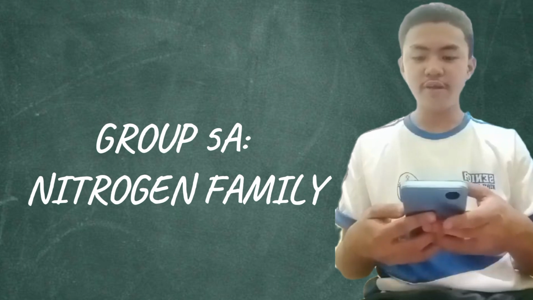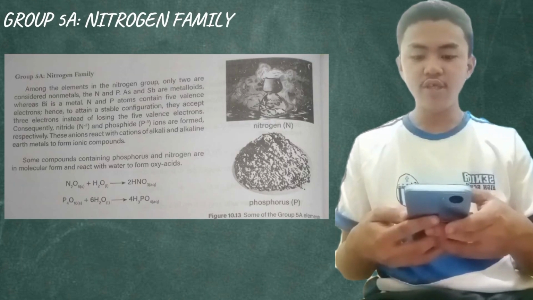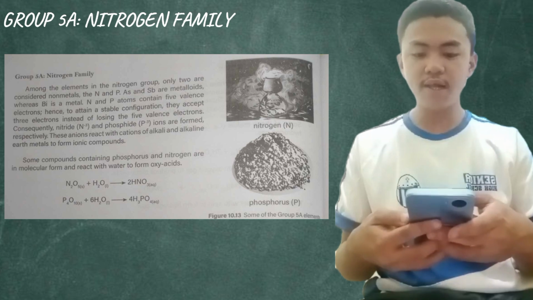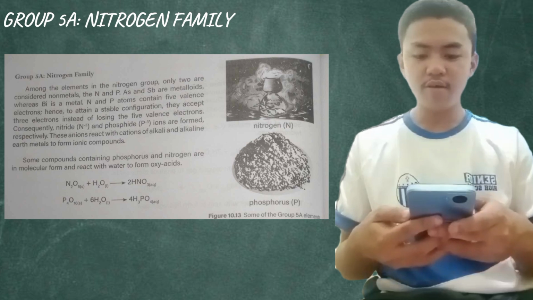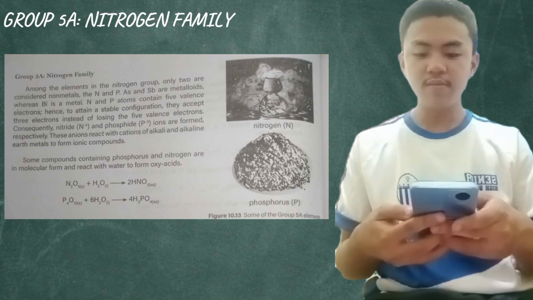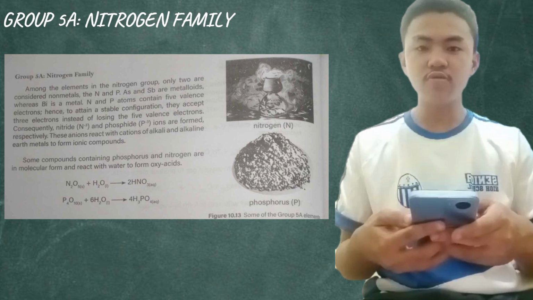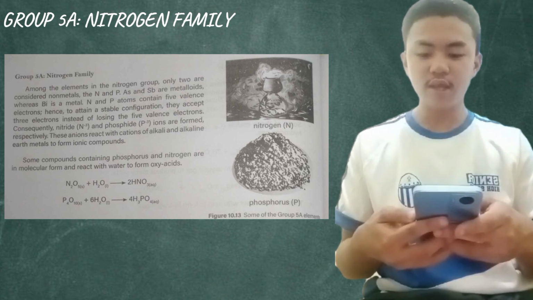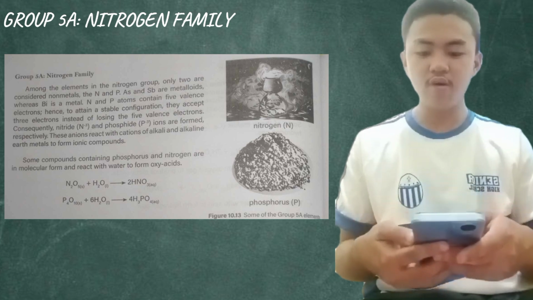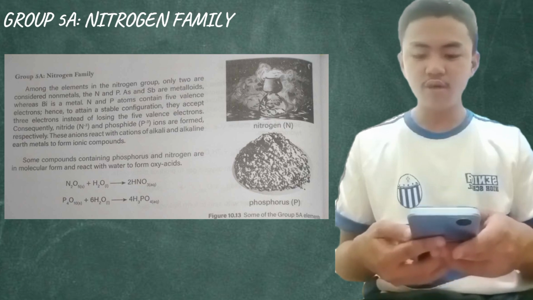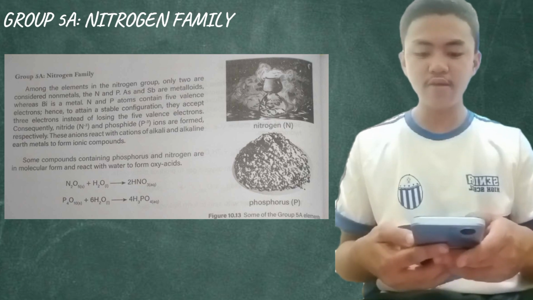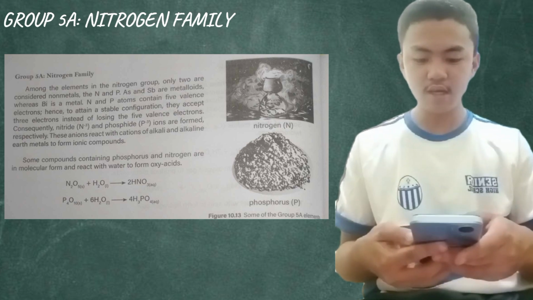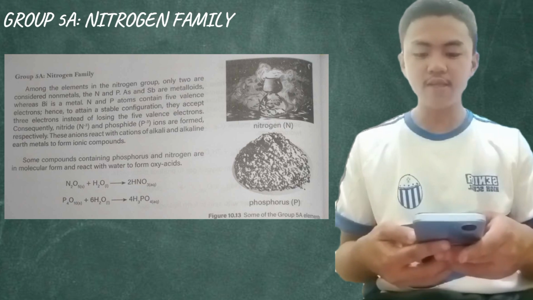Group 5A, nitrogen family. Among the elements in the nitrogen group, only two are considered nonmetals. Nitrogen and phosphorus are nonmetals, while arsenic and antimony are metalloids. Whereas bismuth is a metal, nitrogen and phosphorus atoms contain 5 valence electrons. Hence, to attain a stable configuration, they accept 3 electrons instead of losing the 5 valence electrons. Consequently, nitride and phosphide ions are formed. These anions react with cations of alkali and alkaline earth metals to form ionic compounds.